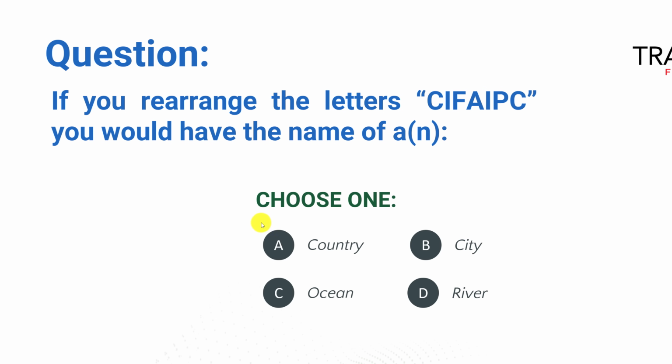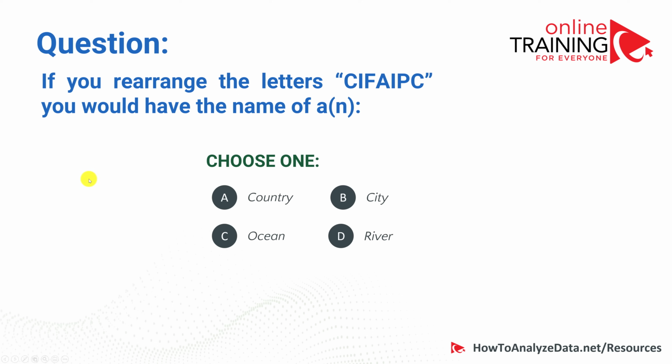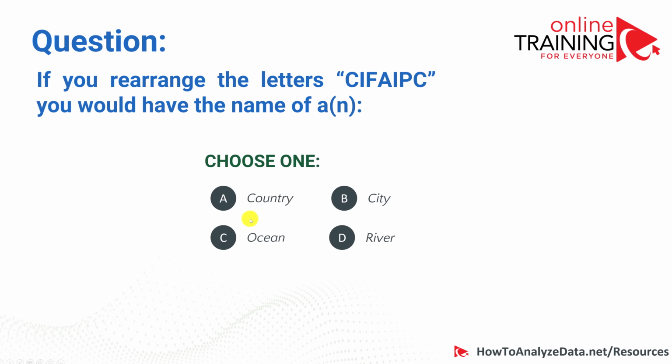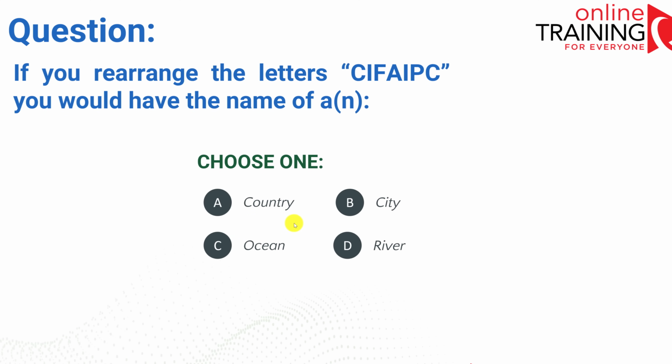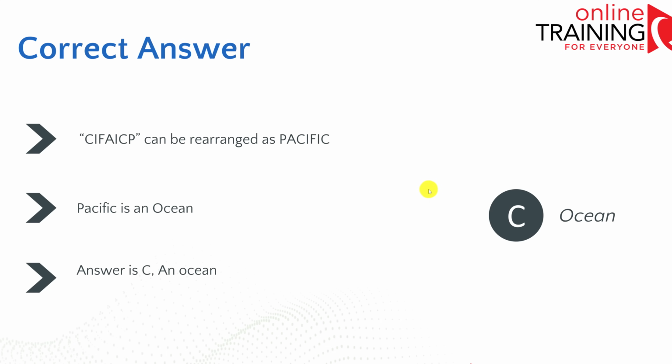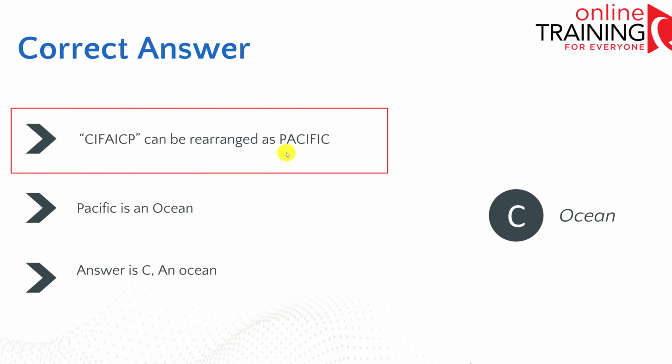It is a country name that would be a result of this rearrangement, or an ocean name, or a city name, or a river name. So let's see if you can get this one correctly. Unfortunately, there is no easy way to prepare yourself for these types of questions. And the correct answer here is Pacific. So the answer is Pacific Ocean, right?